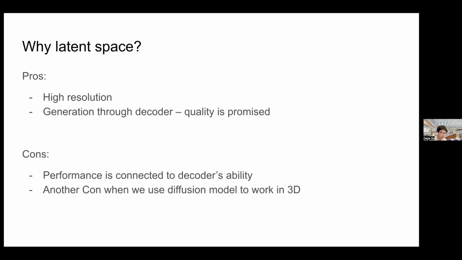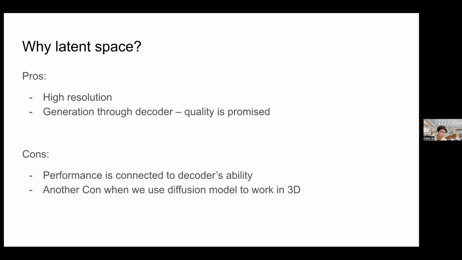Another good thing, like we mentioned earlier, is that the generation is through the decoder. And since the decoder is already trained on some very clean images, the quality is promised. So the decoder can hardly generate very bad images. And this is a good point because artificially generated images usually contain very strange textures or shapes, and the decoder can guarantee that we at least don't generate very weird textures or noise.